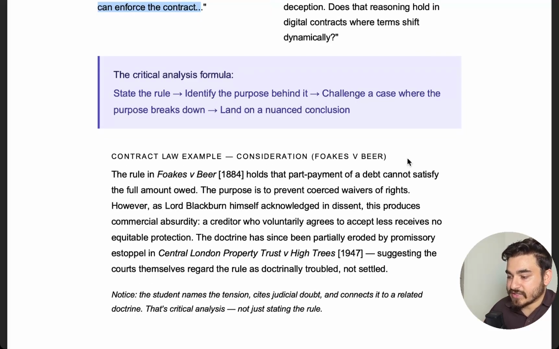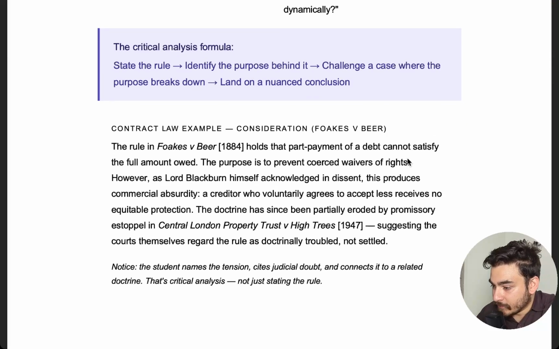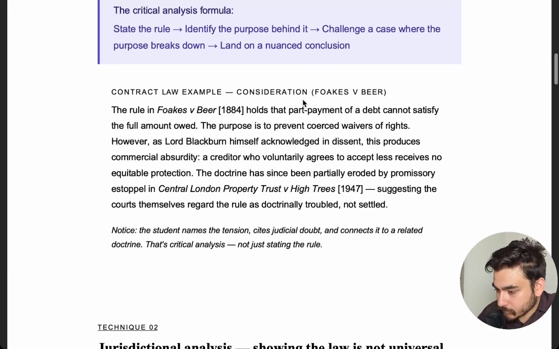Then you challenge the case where the purpose breaks down. So again, there is some issue in the law, which is why you are getting examined on this area. If there's no issue in the law, you're not going to get examined on that area. So challenge a case where the purpose breaks down, and then you give a nuanced conclusion, which means you give a conclusion that you think is legally correct, and here is where your legal lens, your legal mind, comes into place.